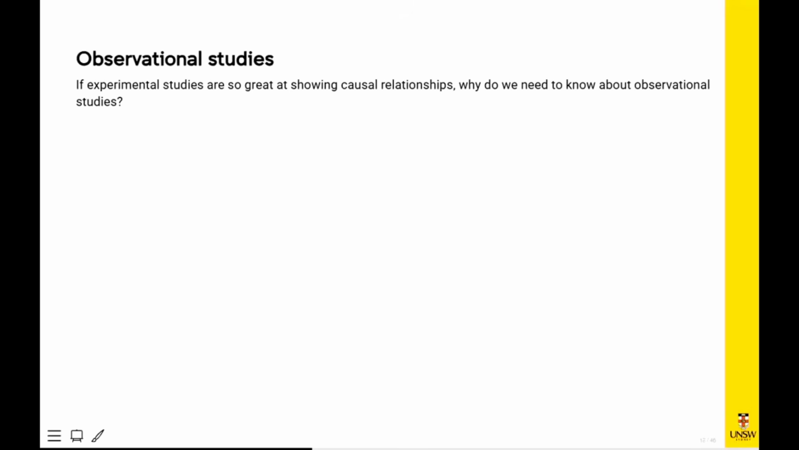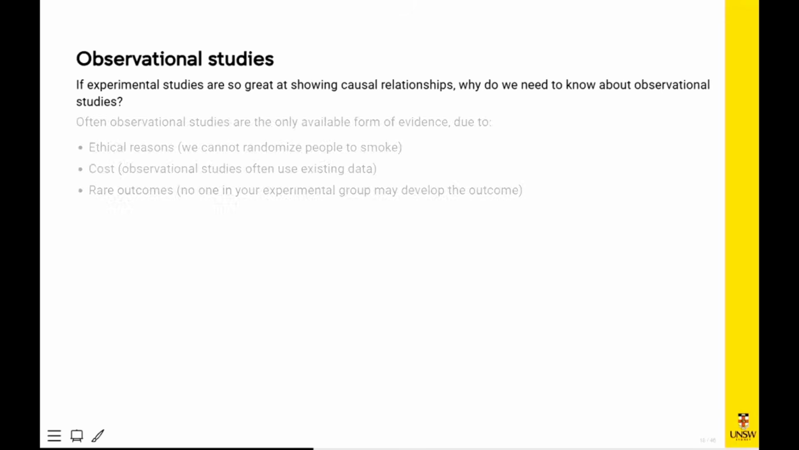Any questions on some basic things on experimental studies? Okay. So some things to think about for observational studies. If experimental studies are so great at showing causal relationships, why would we even consider observational studies? We already have a method that will help us establish causality between some sort of exposure and an outcome.